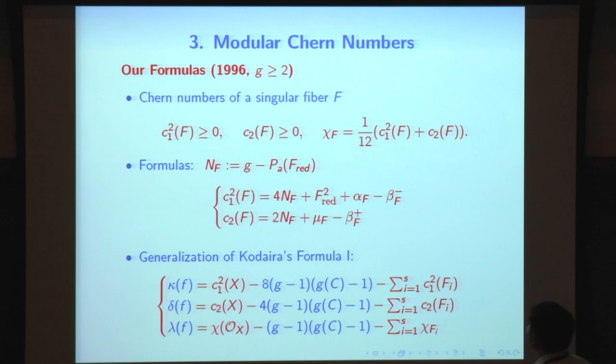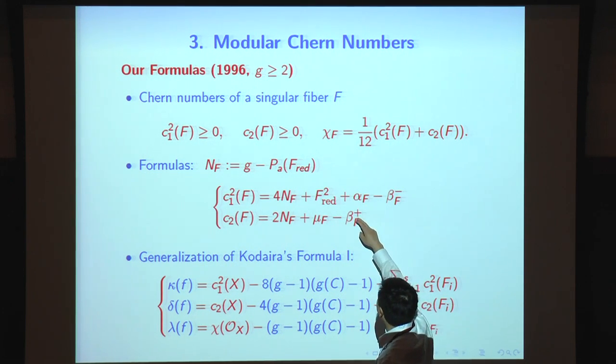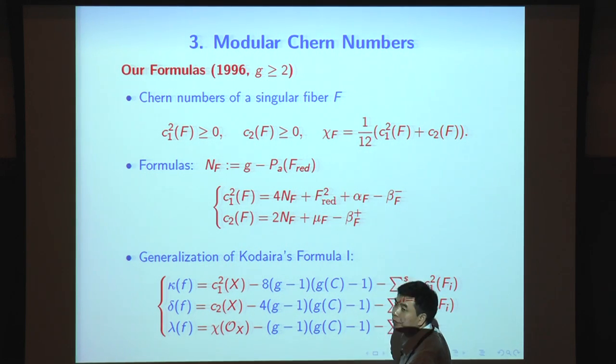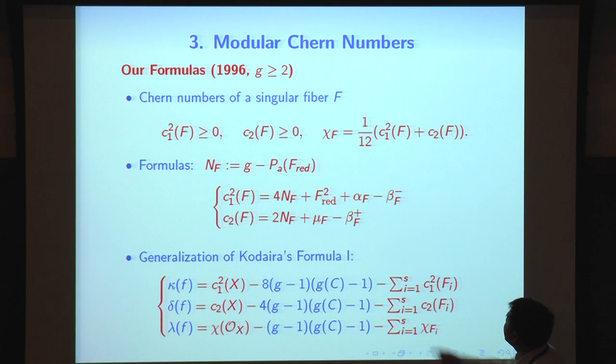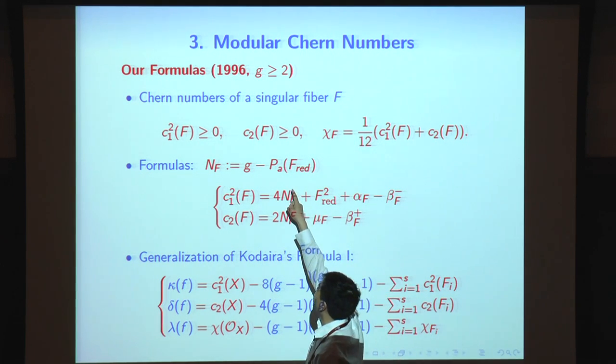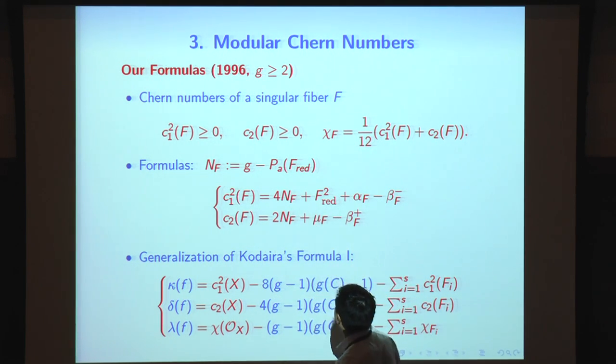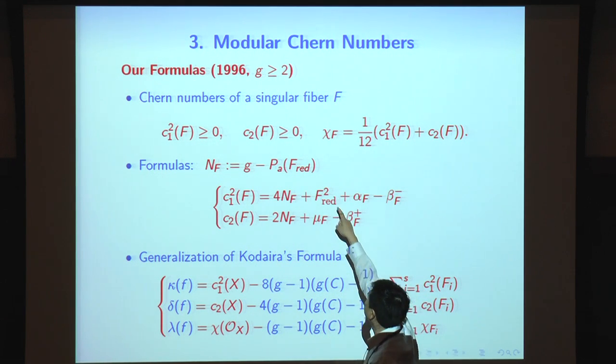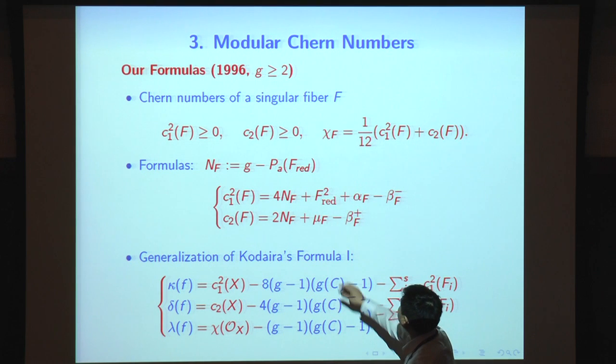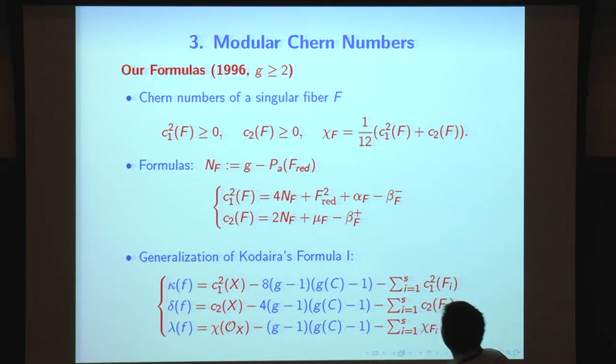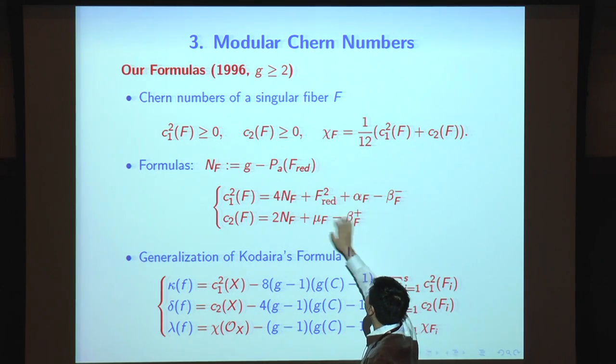How to define alpha F, beta F, mu F, the 3 parts. N F is just defined by this, so N F is very easy to compute. This is the self-intersection number. This part is easy to compute. Mu F is the total number of Milnor numbers. I will explain these 4 parts.